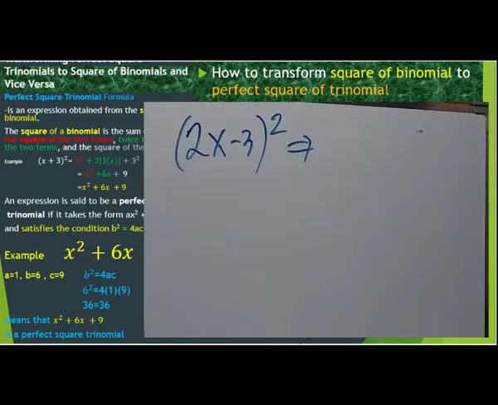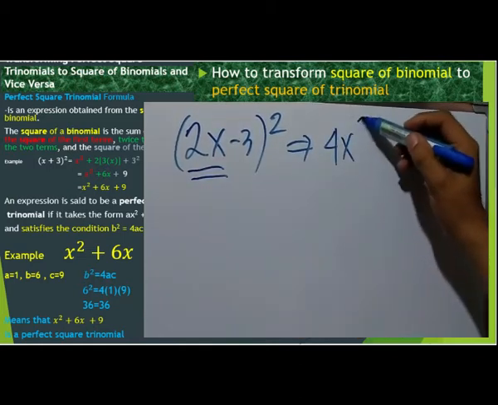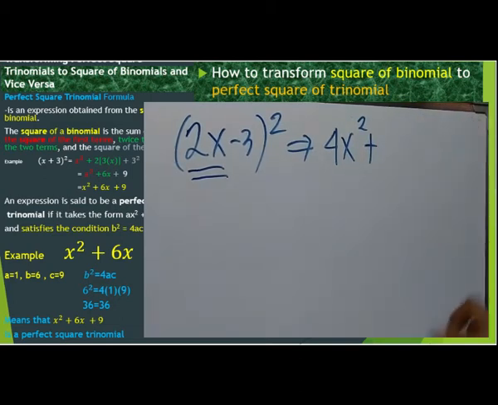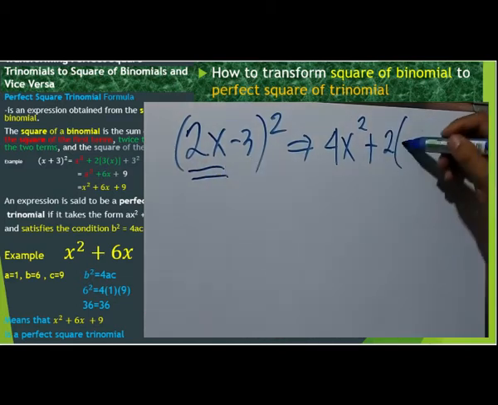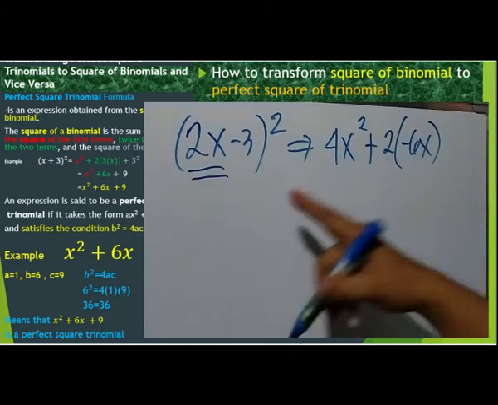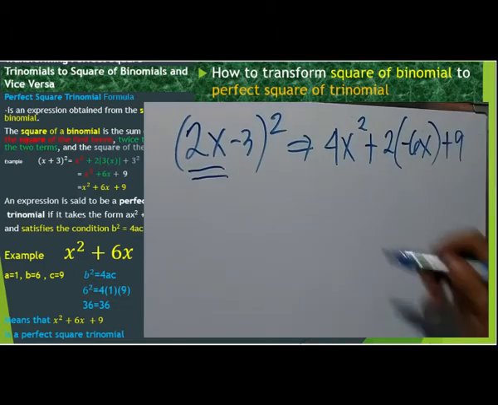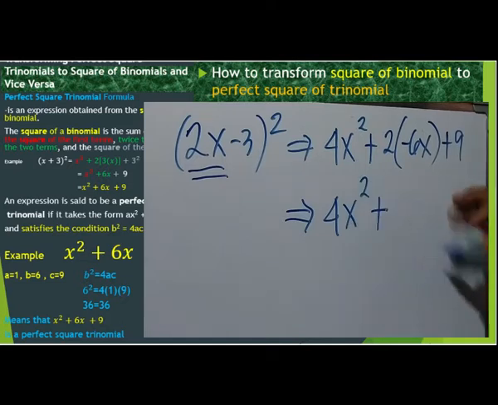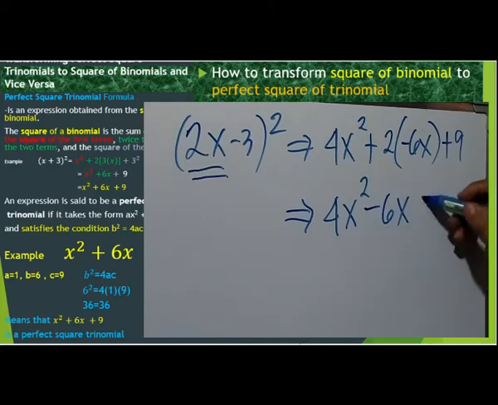The square of the quantity 2x minus 3. So the square of the first term, that is 4x squared, then plus twice the product of the first and the second. The first term is 2x times negative 3, which is negative 6x. And then the square of the second term, negative 3 squared is positive 9, so plus 9. So we have 4x squared, not plus, but instead it's minus 6x plus 9.